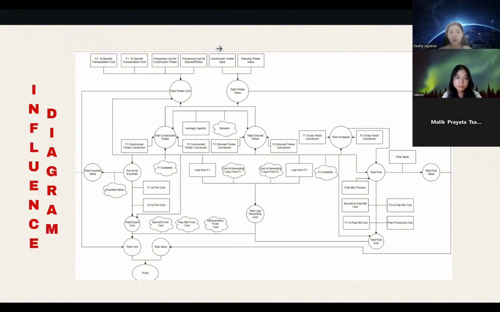And from that we can see there's also a percentage of how much each type of timber and scrap wood from each forest is produced. For example, over here we can see an F1 construction timber conversion, F2 construction timber conversion, and so on for dress timber and scrap. The scrap wood gets transported into the pulp mill, combined with the unsuitable logs from forest one and forest two. Some logs that are suitable are also exported.